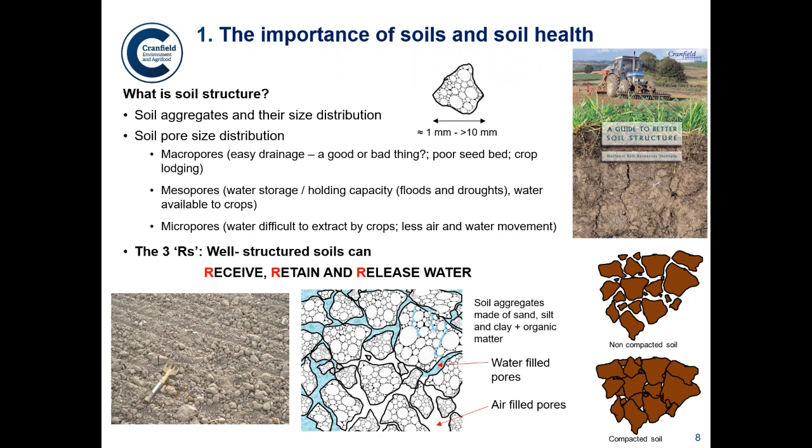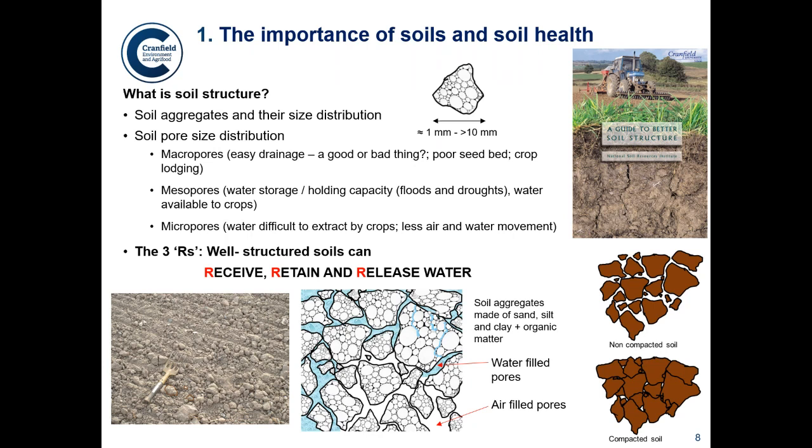Then we have the medium-sized pores, the mesopores. These are able to store water, to hold water, which is helpful during times of drought. And let's face it, we've had it incredibly dry over April. It's been so dry. So if our soils can hold on to a little bit more of that water, that's going to help us. But they're also large enough that we can drain some of that water if we have too much water as well. So they're pretty useful to have. And the water within those mesopores is available to the crops.